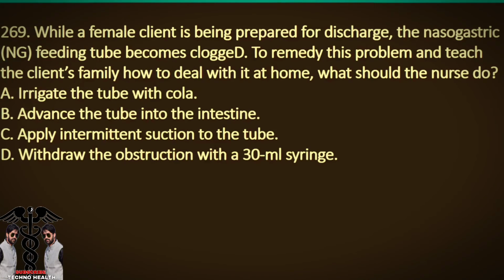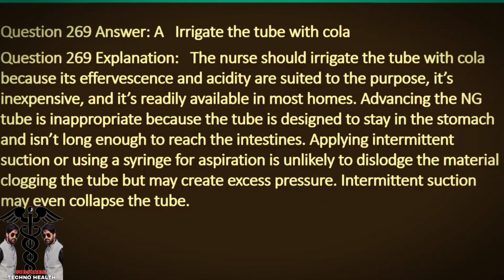Question 269. While a female client is being prepared for discharge, the nasogastric feeding tube becomes clogged. To remedy this problem and teach the client's family how to deal with it at home, what should the nurse do? A. Irrigate the tube with cola. B. Advance the tube into the intestine. C. Apply intermittent suction to the tube. D. Withdraw the obstruction with a 30 ml syringe. Question 269. Answer: A. Irrigate the tube with cola.